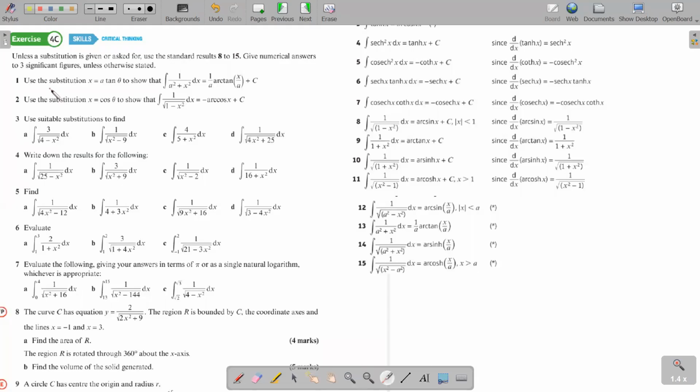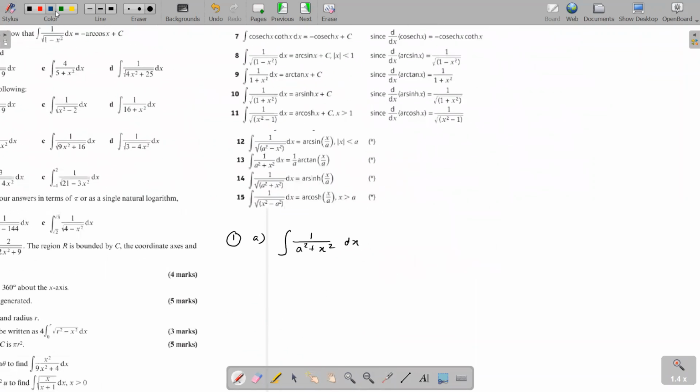Question number 1: use the substitution x equals a tan theta to show that the integration of 1 over a square plus x square dx is 1 over a arc tan x over a. Shall we try this? Question number 1, part A. We are trying to integrate 1 over a square plus x square with respect to x, and our substitution is x equals a tan theta.